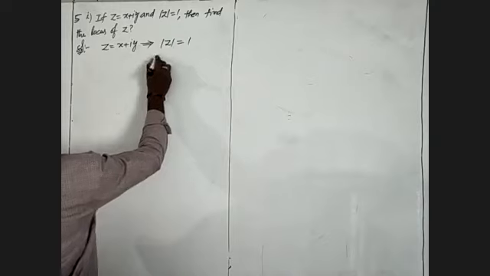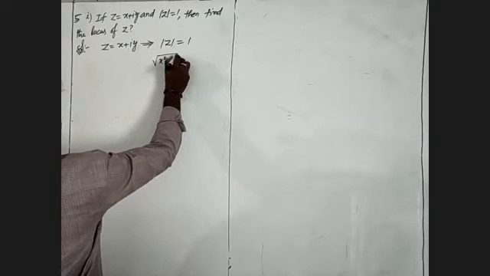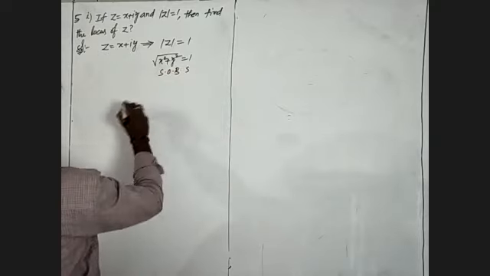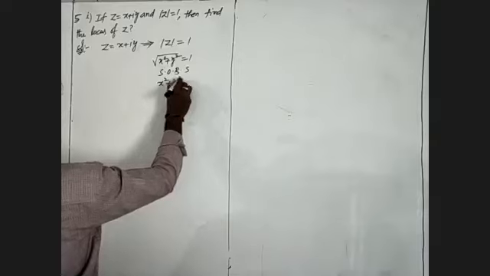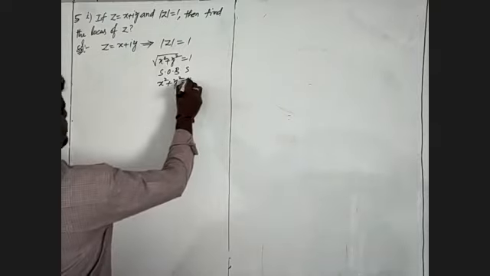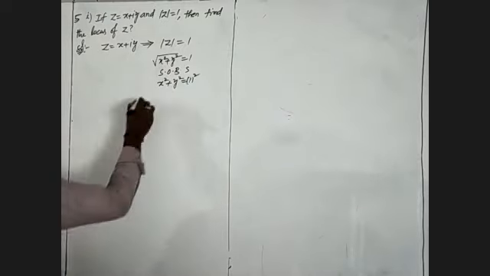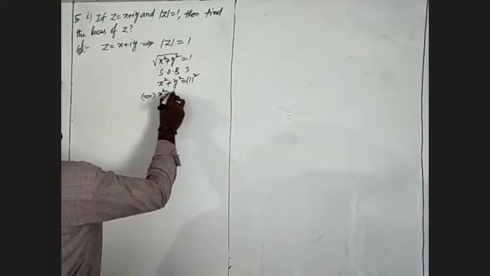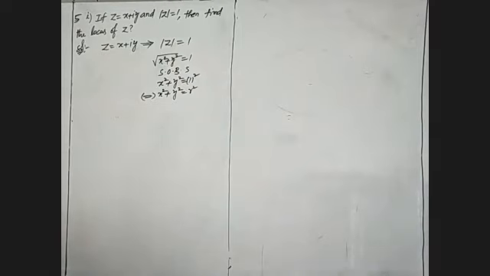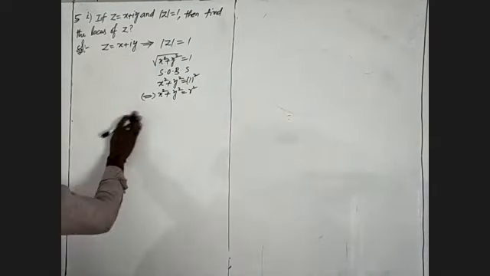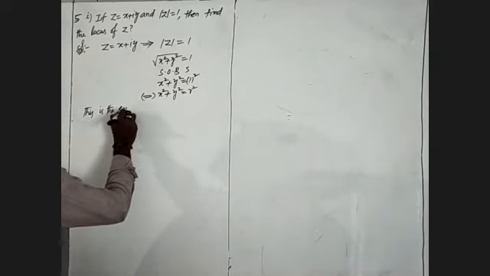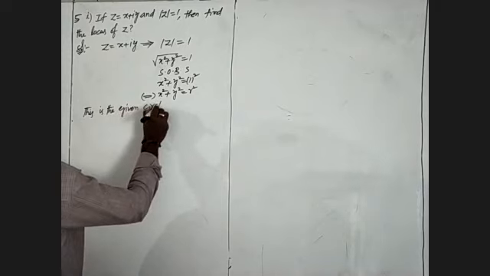Mod z we have to write as root of x square plus y square, equal to 1. Here, by squaring on both sides, I will write x square plus y square is nothing but 1, which is 1 square. Given 1 is of the form x square plus y square is nothing but r square. This is the given circle equation.